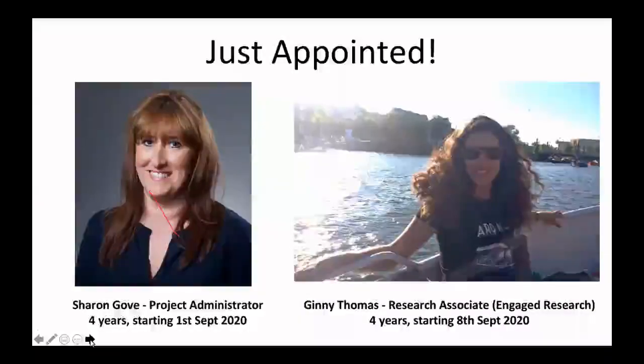So we can also reveal that we just made some appointments. I think both Sharon and Ginny are on this webinar, which is great. Sharon has just been appointed to the project administrator role. She'll start early in September, and her post will be for 4 years. She'll be coordinating quite a lot of the research network meetings and helping us steer the project. So it's really great to have Sharon involved. She's got a huge amount of experience of managing research projects. We've also just appointed Ginny Thomas, who has a background in engaged research.